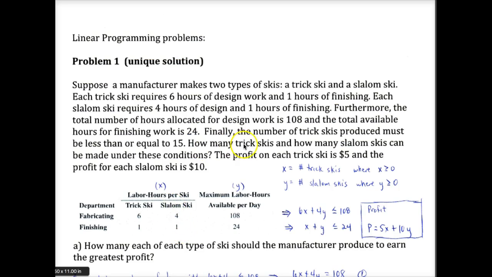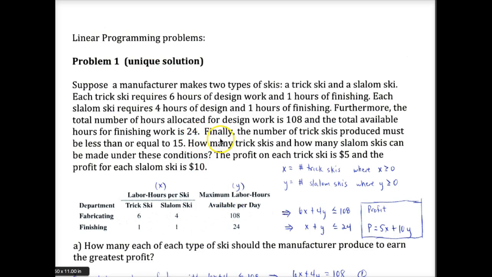Okay. The other thing that we're told is that the total number of hours allocated for the design work is 108, and the total available hours for the finishing work is 24. So that means the total number of hours that this particular business can afford to pay workers to design these trick and slalom skis is going to be a total of 108 hours per whatever production cycle they're talking about. And then to finish them, which is, basically if it's wood, to sand them down, or plastic, put the veneer on and all that stuff, will be 24 hours.